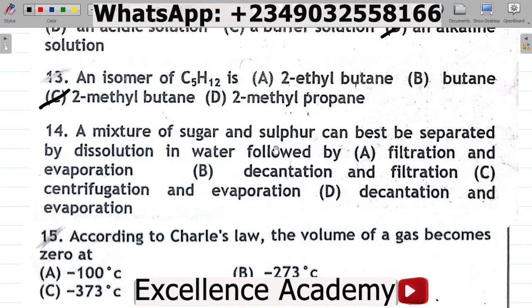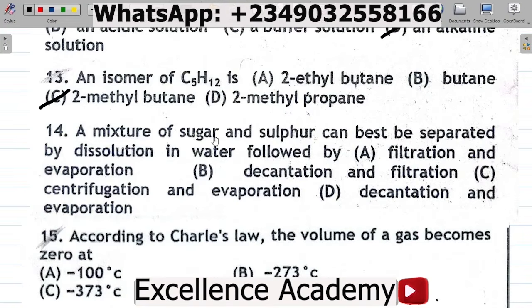A mixture of sugar and sulfur can best be separated by dissolution in water, followed by: A, evaporation; B, filtration and evaporation; C, decantation and filtration; D, centrifugation and evaporation; E, decantation and evaporation. So what's the answer to this question?